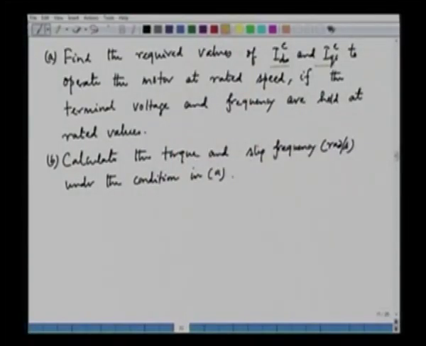So, we have to find out IDS and IQS to operate the motor at rated speed, that is 1370 RPM, and the terminal voltage is the rated terminal voltage. The frequency is also the rated frequency. The terminal voltage and the frequency are held at the rated values. We also have to calculate the torque and the slip speed or the slip frequency in the condition shown in A. So, we will make some attempt to solve this problem.